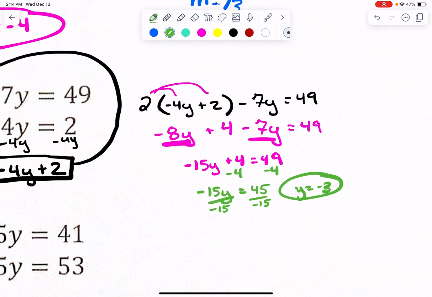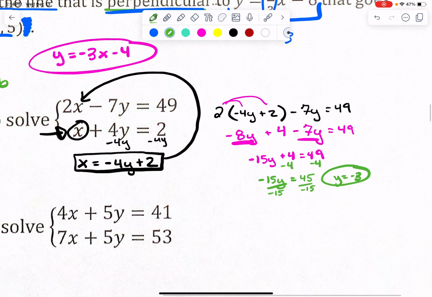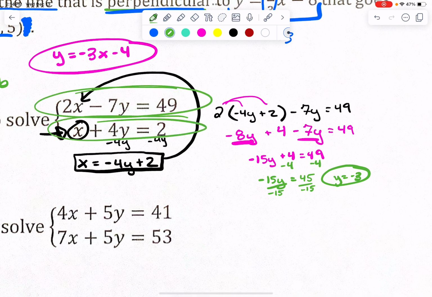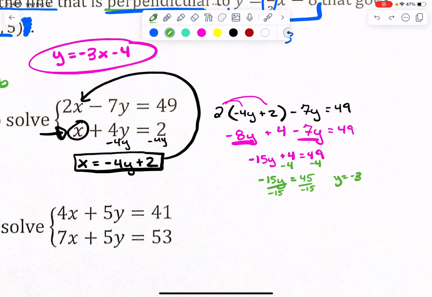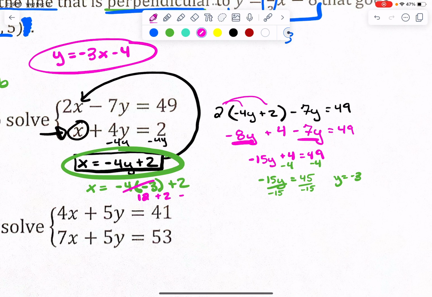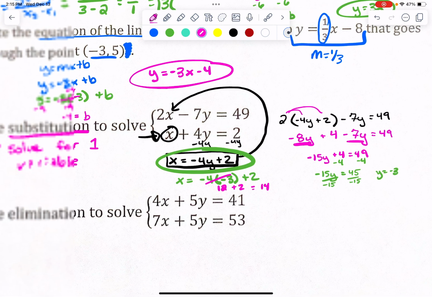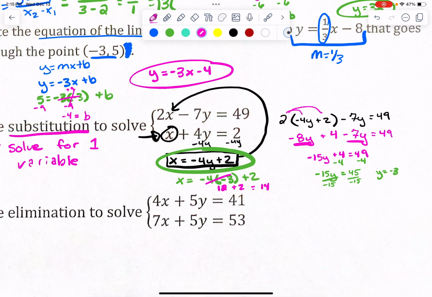So negative 3 is what I got for y. Now I have to plug back in and solve for x. So I can plug it in here if I want to. I can plug it in here if I want to. But I'm going to plug them in right here because I already have x solved for. So I've got negative 4 times negative 3. That's what y is, plus 2. And negative 4 times negative 3 is 12, and 12 plus 2 is 14. Okay, so the solution, I'm going to write as an ordered pair, is 14 comma negative 3.